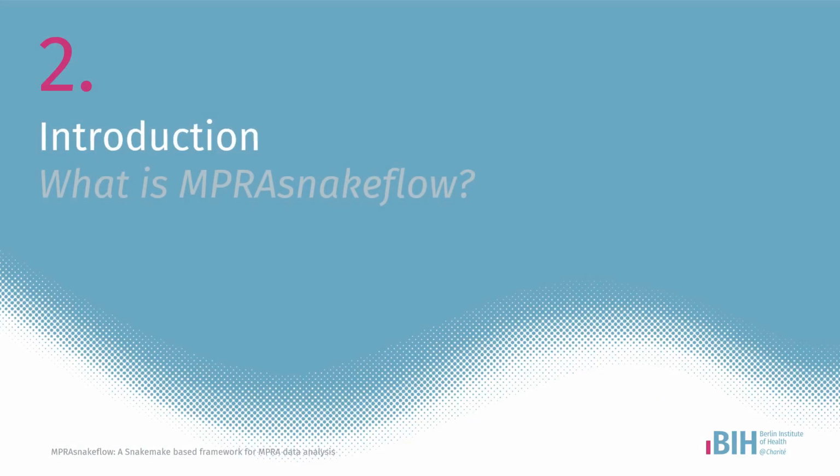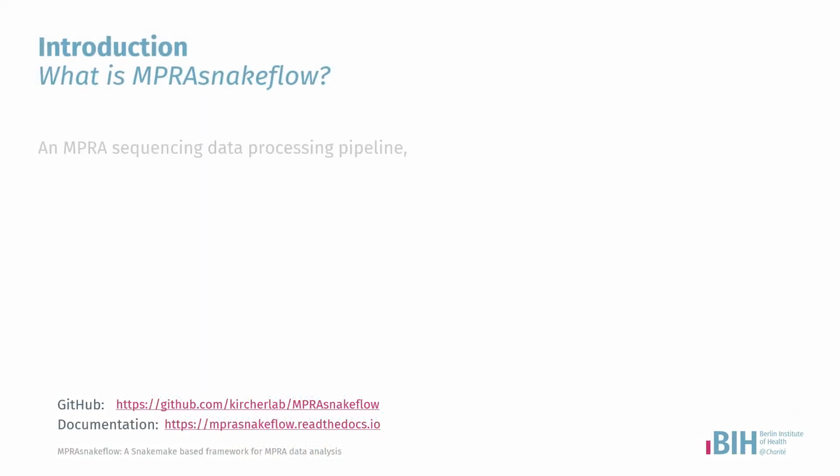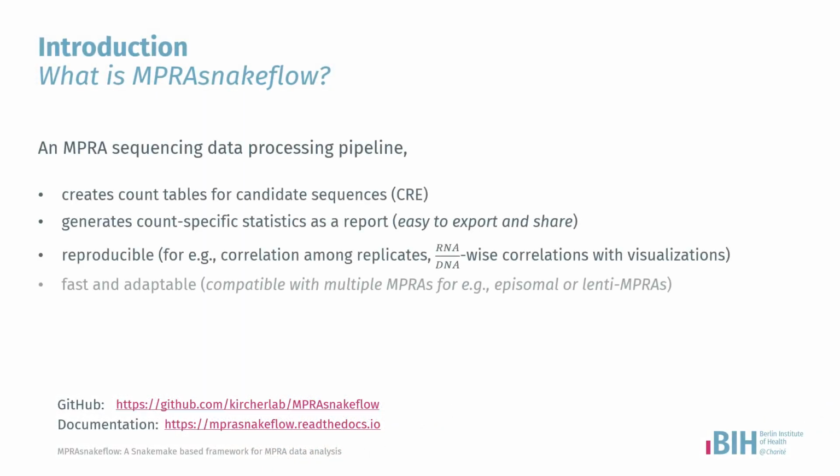MPRAsnakeflow is an MPRA sequencing data processing pipeline that can create count tables of RNA and DNA for each CRE involved. It follows a step-by-step process and performs count-specific statistics at each step and provides all analysis in the end as a report that is easy to export and share.